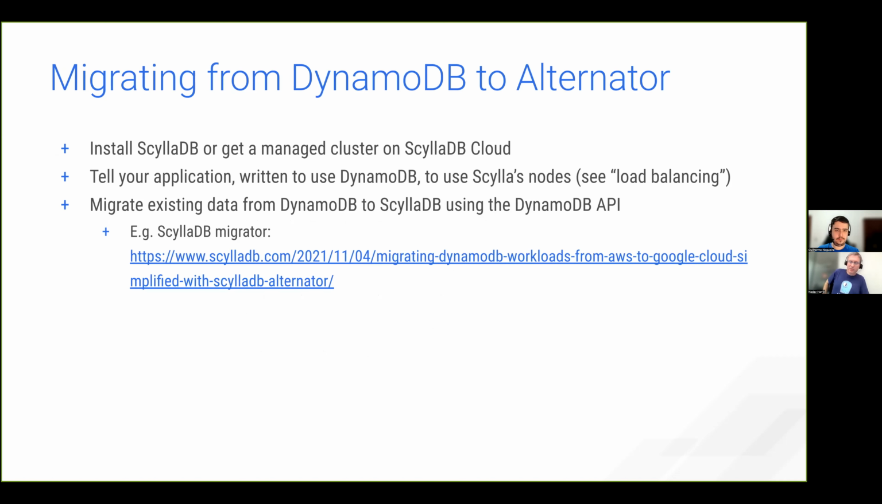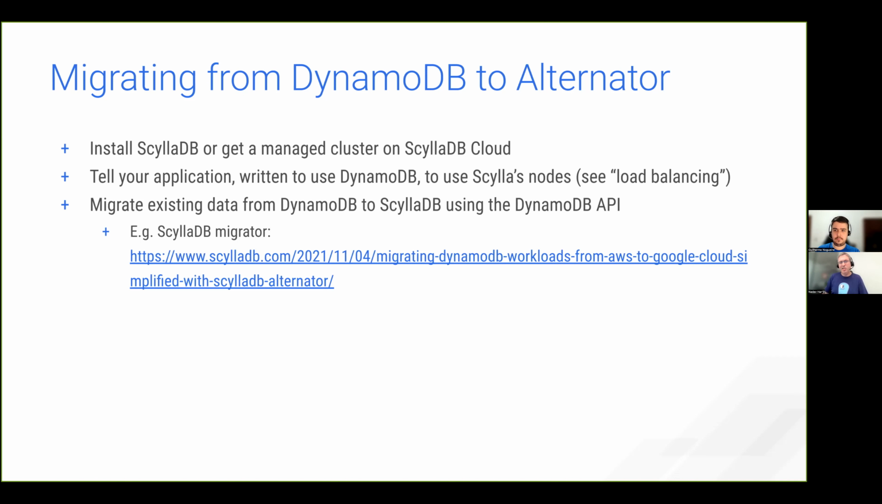If you want to migrate your existing application from DynamoDB to Alternator, like I said in the previous slide, you have to either install ScyllaDB or get a managed cluster on ScyllaDB Cloud. The next thing you would do is to tell your application to use a different address. Instead of the normal AWS endpoint, you need to use the Scylla nodes, and we'll discuss this later when we come to load balancing.